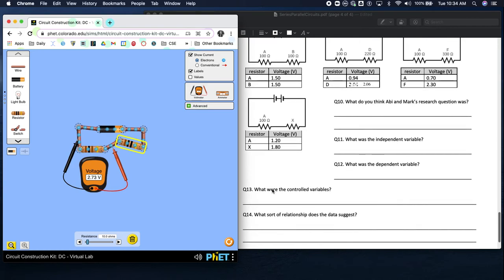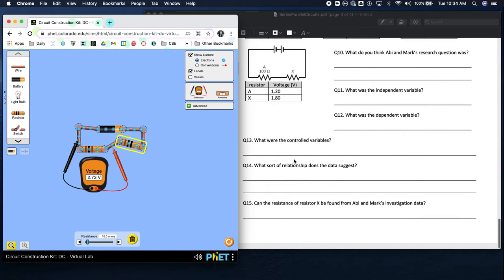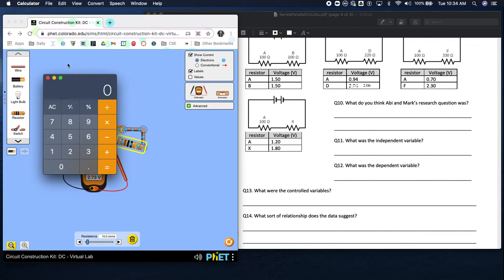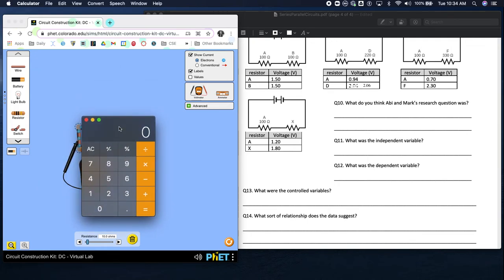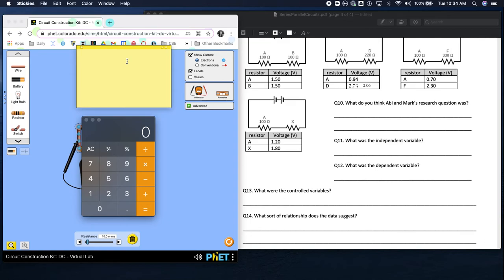All right, so what are the controlled variables? What sort of relationship does the data suggest? Well, we still don't know what resistor X is, do we? So what we're going to do, we're going to pull up a calculator, okay? Let's see if I can also pull up a sticky. Okay, so on our sticky note, we're gonna do a little bit of math.